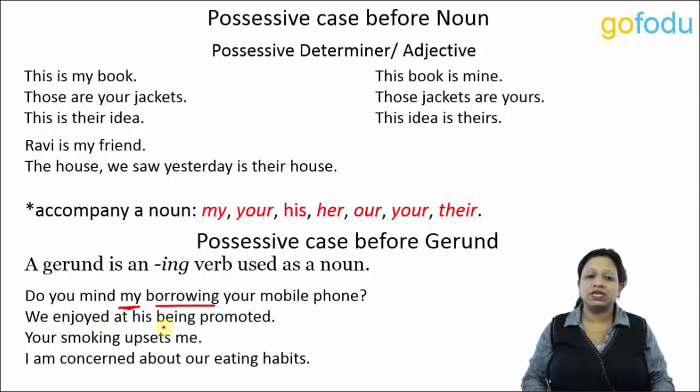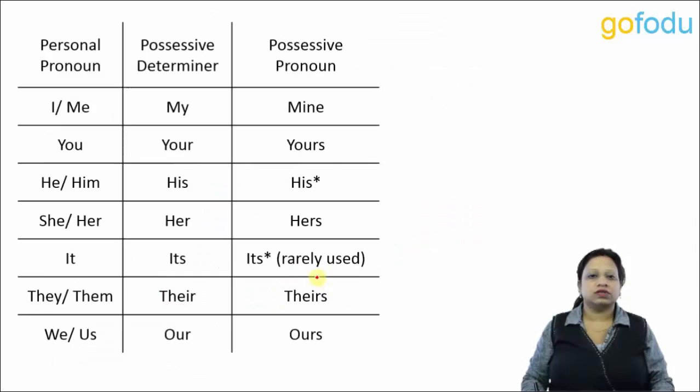We enjoyed his being promoted. Being, this is also a gerund. So his is an adjective. Your smoking upsets me. Smoking over here is a gerund because it's an act. It's not an action verb. It's not acting right now. It's an act. It's a condition. So your becomes an adjective. I am concerned about our eating habits. Similarly over here, eating is a gerund and our is a possessive determiner. What exactly is a gerund? A gerund is an ing verb used as a noun. All right. Let's check the possessive case in detail.